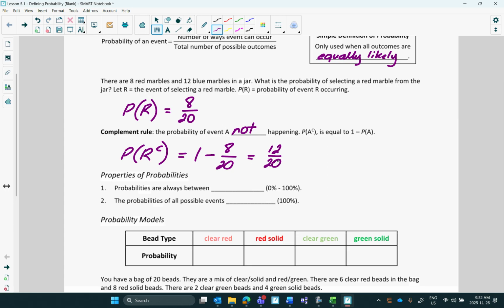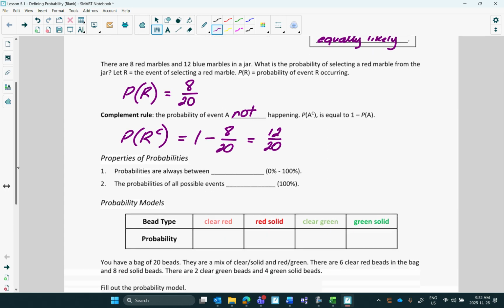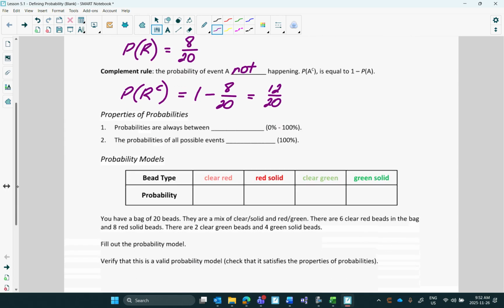What represents a valid probability model? Well, a couple of things before that. Probabilities are always between 0 and 1 if you're writing as a fraction or decimal, 0%, 100%, if you're writing as a percent. And the probabilities of all possible events in some situations will equal 1 or 100%.